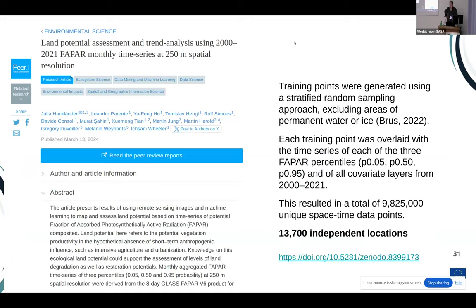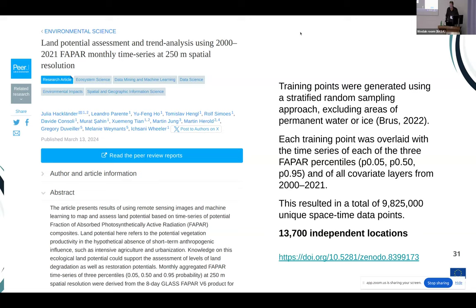FAPAR is a similar variable to GDMP, just a ratio type of variable. And in that paper, we created a sampling design where we allocated about 14,000 locations. In these locations, we overlaid them and collected data from the FAPAR, total 10 million, because now it's going from space to space-time, as it's monthly values. And we also have quantiles for FAPAR: a 5%, 50%, 95% quantile. So we created about 10 million space-time points, right?